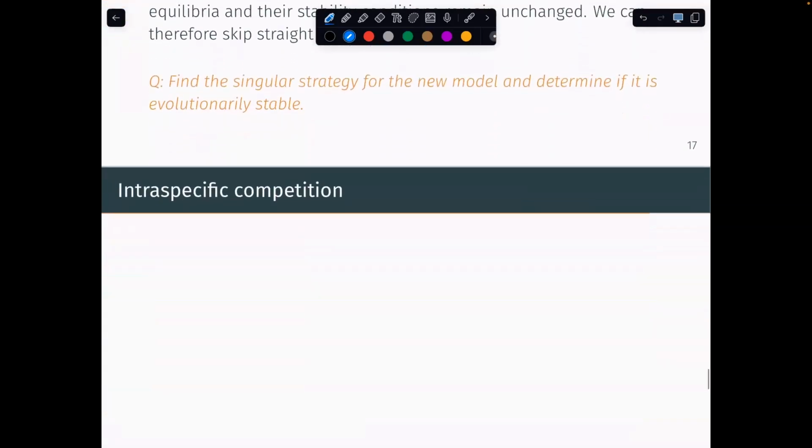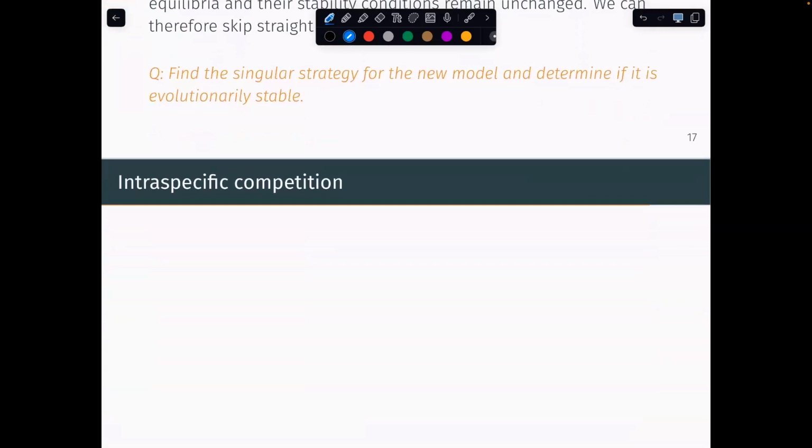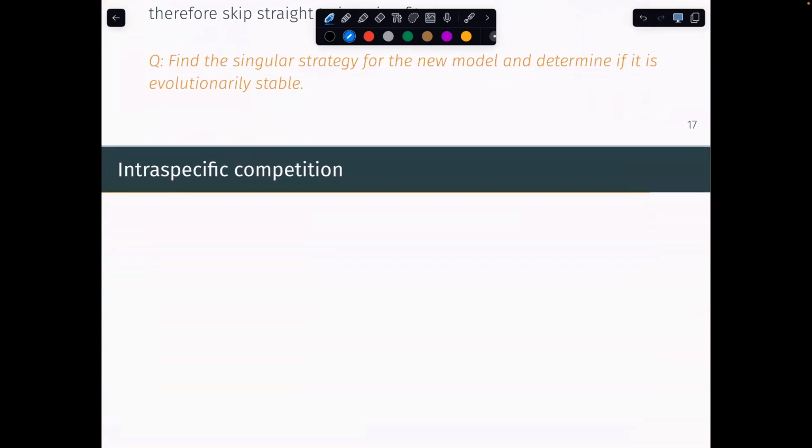So we need to find the singular strategy for the new model and determine if it's evolutionarily stable. I'll have a show of hands. Who wants to do this as an exercise? Who would prefer me to go through it as a worked example? Okay, it looks like worked example wins. I'm shocked that you want me to go through it.